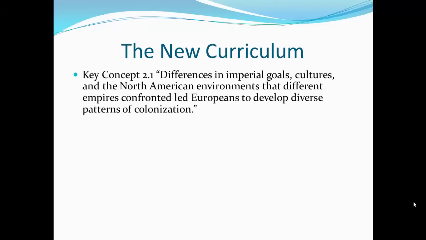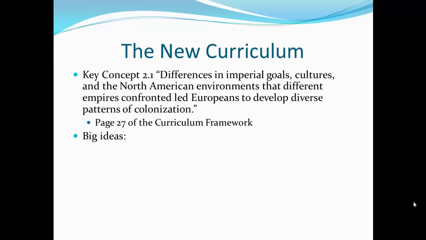Key Concept 2.1 says differences in imperial goals, cultures, and the North American environments that different empires confronted led Europeans to develop diverse patterns of colonization. And that's from page 27 of the curriculum framework, which you can download by following the link in the description, and you can download this PowerPoint as well.